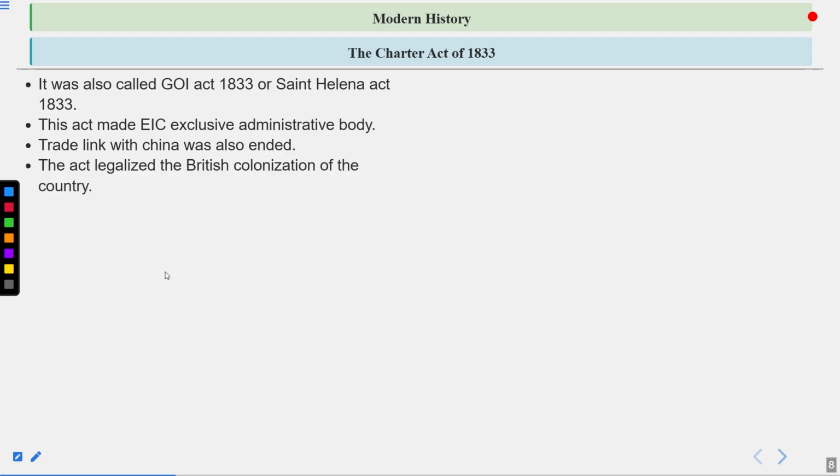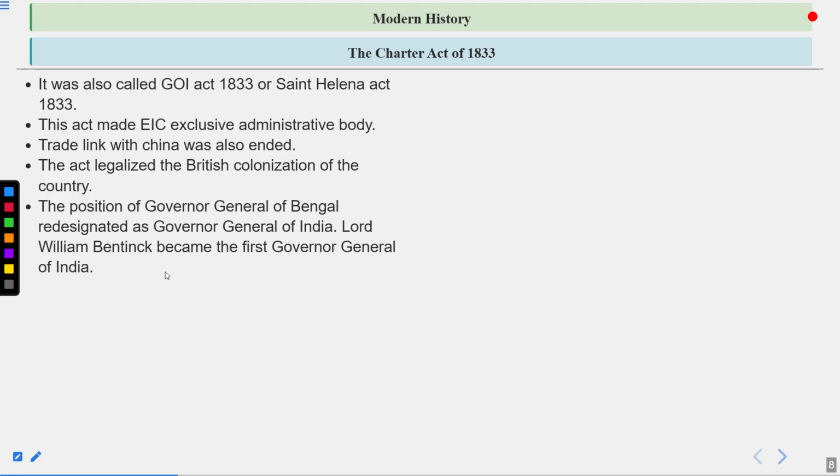The act legalized the British colonization of the country. The position of Governor General of Bengal was redesignated as the Governor General of India, and Lord William Bentinck became the first Governor General of India. Remember this point, this is very important. Slavery was abolished by this act. So slavery was also abolished in our country under this act. So some type of reforms were also coming.